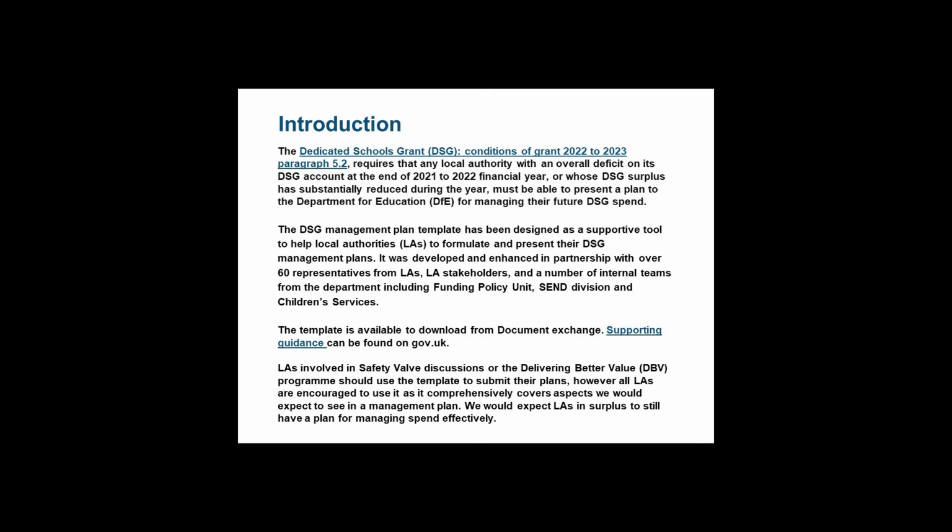To support local authorities in forming a plan, we developed the DSG Management Plan template. It was developed alongside local authority representatives, as well as internal teams from Funding, SEND and Children's Services, and we published it in September 2020 along with a comprehensive guidance document. Since then, it has been updated using feedback from users, and version 5, which I'm talking through today, was published back in April. The template can be downloaded from Document Exchange, and the supporting guidance can be found on gov.uk.